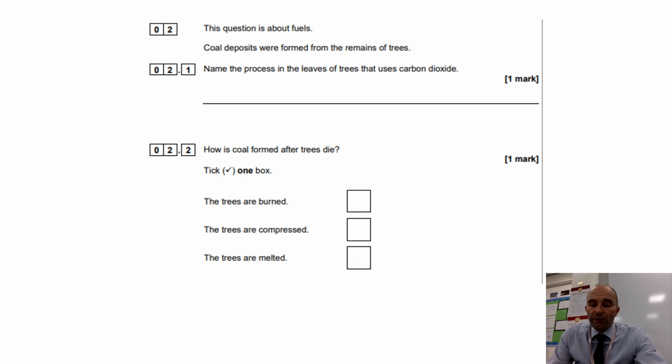Question 2, the question's about fuels. Now, coal deposits were formed from the remains of trees. Name the process in the leaves of trees that uses carbon dioxide. Right, so this is linking to biology, and there's only one possible answer there. We're looking at photosynthesis, the process by which leaves take in carbon dioxide and water and make glucose and oxygen. So, nice easy mark there.